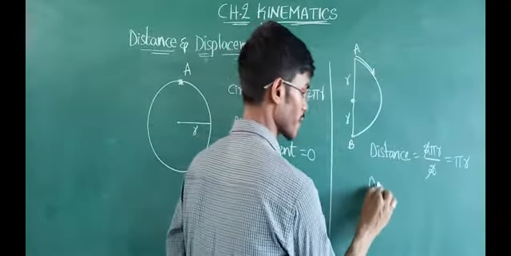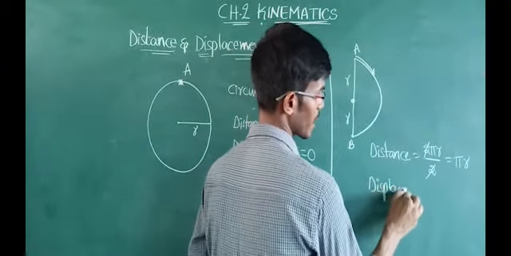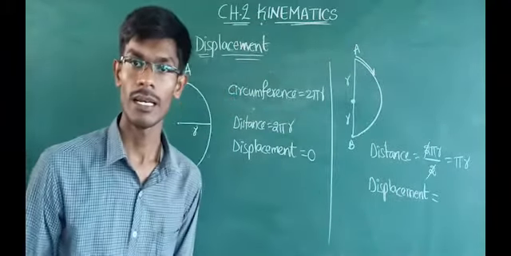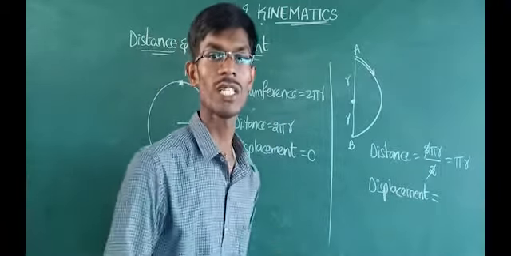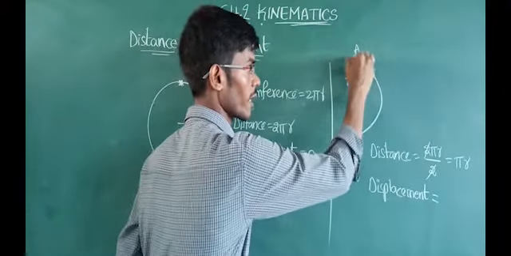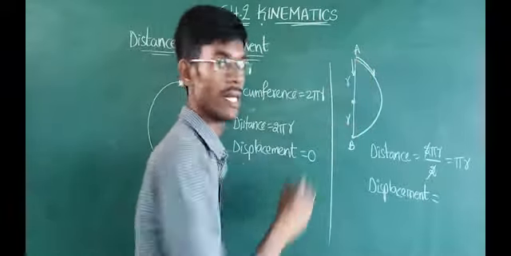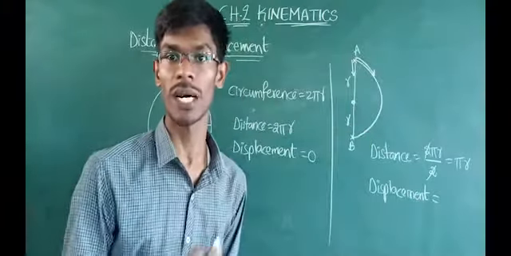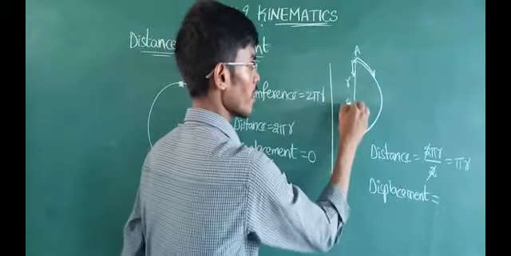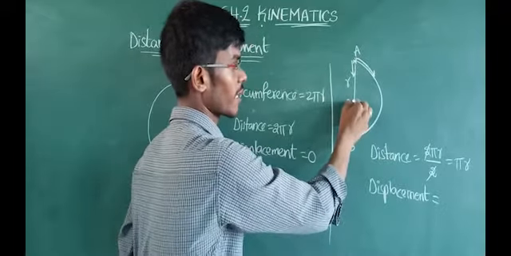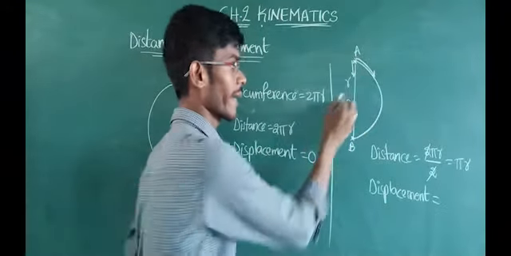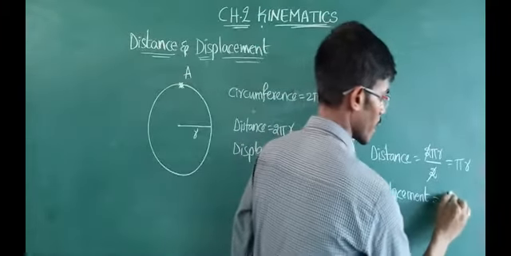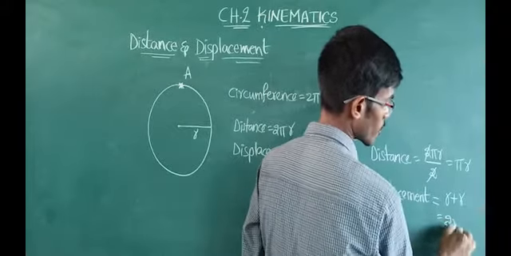Then what about displacement? Which is the starting point and which is the ending point? A is the starting point and B is the ending point. In between, which is the shortest path? This one, or the straight path joining A to B. So here the straight path joining A to B comes under the shortest path, or the displacement. From A to the center point, the distance is r, and again from O to B, the center point to B, the distance is r. Then r plus r is equal to 2r.